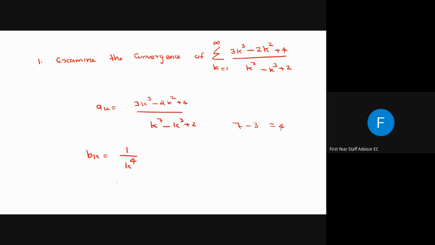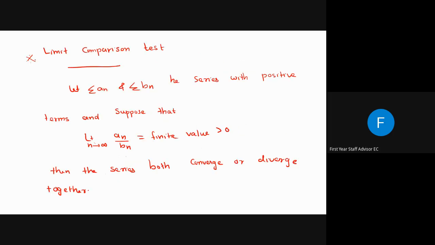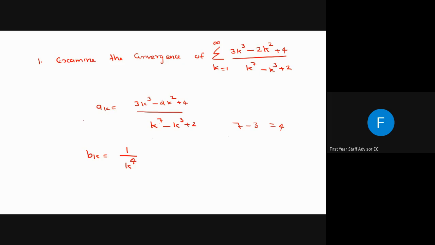Okay. Then by the theorem, the limit as n tends to infinity of an by bn, that's an by bn, here ak by bk, the limit as k tends to infinity of ak by bk is equal to (3k cube minus 2k square plus 4) divided by (k raised to 7 minus k cube plus 2) divided by bk. Bk means 1 by k raised to 4.